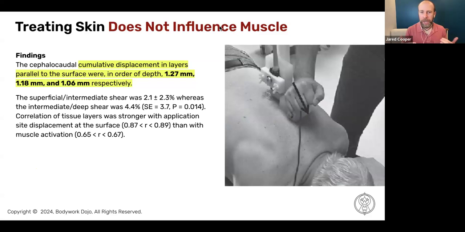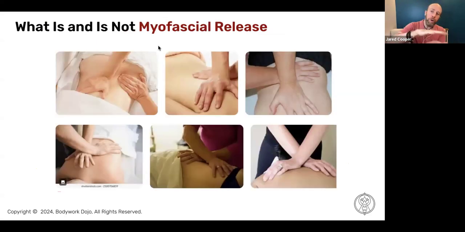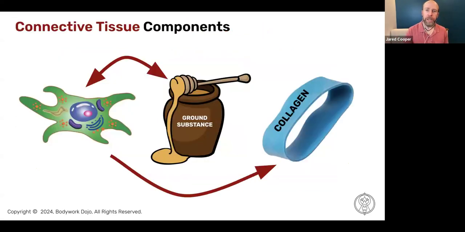If you push and pull on the skin in the upper back, the muscle layer underneath displaces like a millimeter or so, which is not much at all, which means that a lot of the techniques that you see where you're pushing and pulling on skin aren't really myofascial techniques. They'd be more accurately termed dermal fascial techniques.